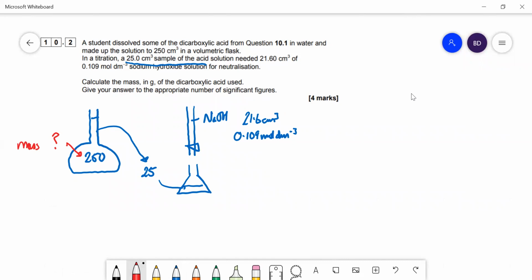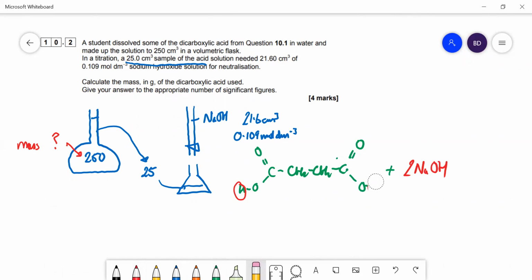Right, we need to think about the ratio in which it reacts with sodium hydroxide. Well, it's a dicarboxylic acid, so you've got 2 protons to remove there, that one and that one. So you're going to need 2 NaOH to react with that. And that will give you the negative ion there, negative ion there. So the important thing is the mole ratio is 1 acid to 2 NaOH.